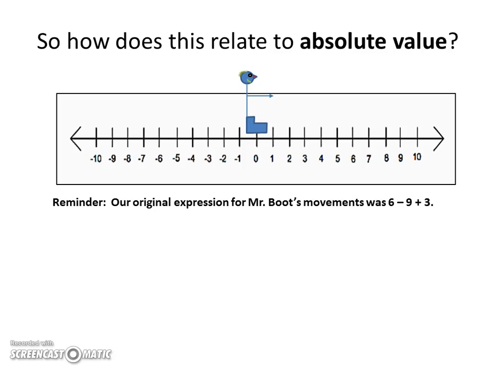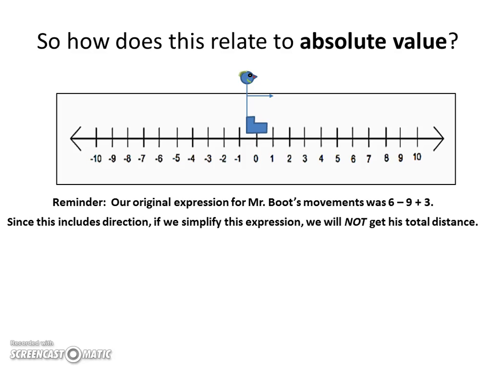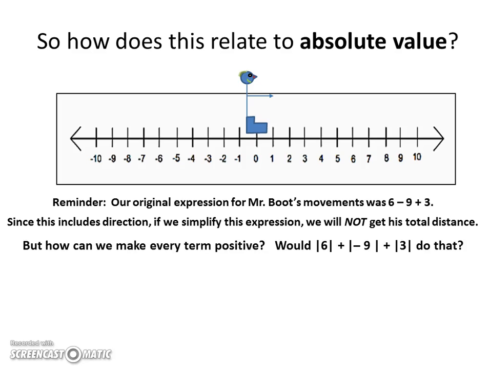So just as a reminder, our original expression for Mr. Boot's movements was 6 minus 9 plus 3. Since this includes direction, if we simplify this expression, we will not get his total distance. But how can we make every term positive? Would the absolute value of 6 plus the absolute value of negative 9 plus the absolute value of 3 do that? Well, let's compare the results.